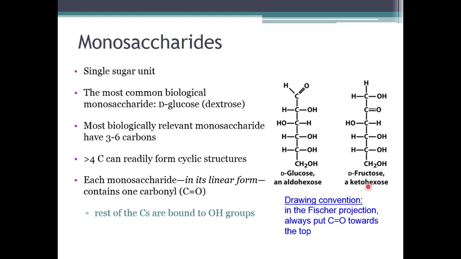Now, these are called Fischer projections. And in the Fischer projections, they always put C double bond O towards the top. So if it is an aldohexose or D-glucose, the first carbon is an aldehyde, which is a C double bond O. In D-fructose, the second carbon is C double bond O.